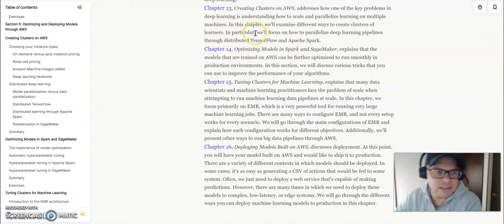And finally, the last section of the book is going to be about creating clusters on AWS: choosing your instance types, on-demand versus spot instances, reserved pricing, Amazon Machine Learning AMIs, deep learning hardware, distributed deep learning, model parallelization, and the distribution with TensorFlow and Apache Spark, and the parallelization with SageMaker.